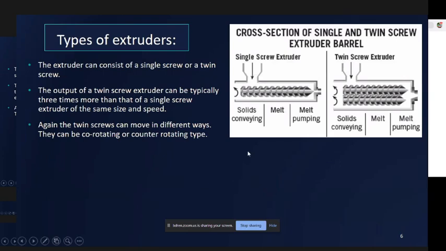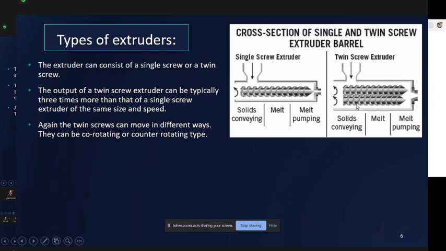Now, I have talked about the generic ideas of the extrusion process. So now I will talk about the different types of extruders that can be present in different kinds of fabrication techniques. There can be two kinds of extruders that are generally used. One is a single screw, another is a twin screw. In the figure at the right, you can see the difference between single and twin screw.